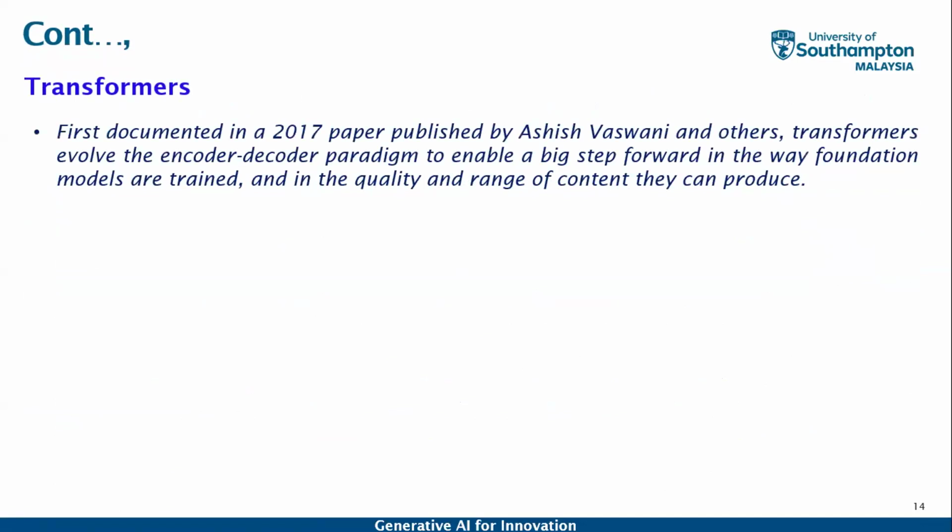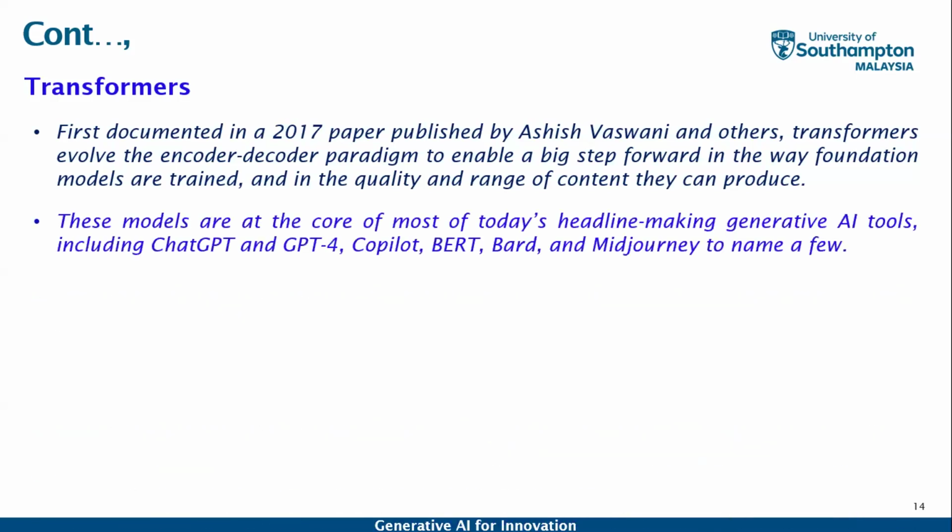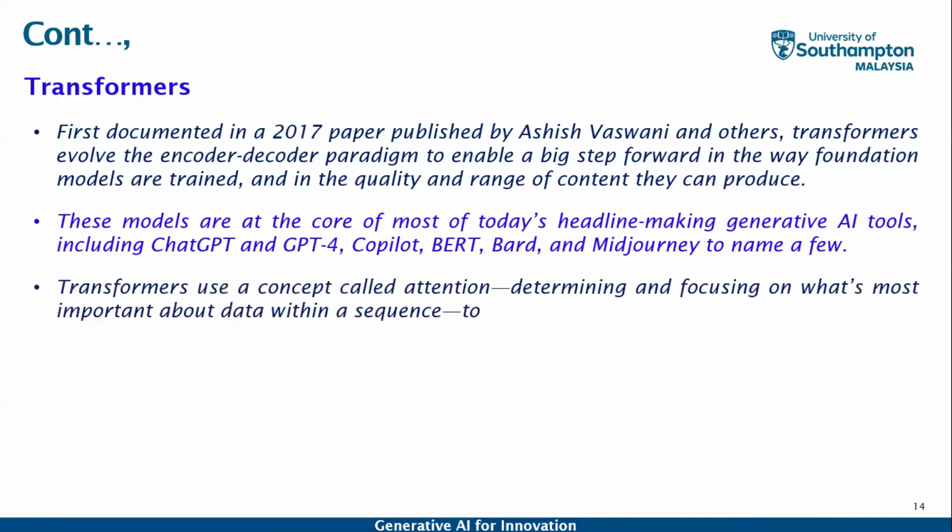And this was the data I had taken from Ashish Vaswani, from the paper. So this is the literature I had taken and studied. From there, I took this one, and how exactly the model trained the data and how the quality of information has been produced. These models are the core of most of today's headline-making generative AI tools, including ChatGPT, GPT-4, Copilot, Bard, Midjourney, to name a few. All of these do the same thing initially.